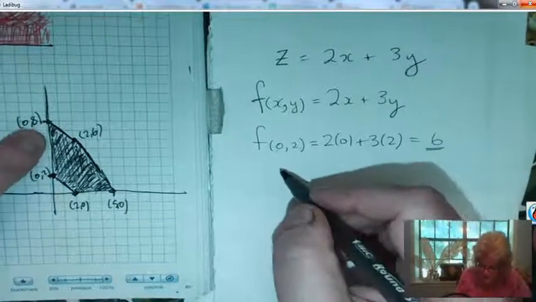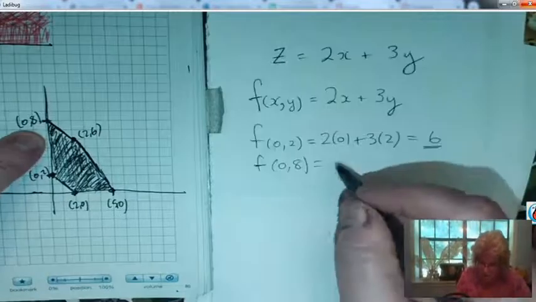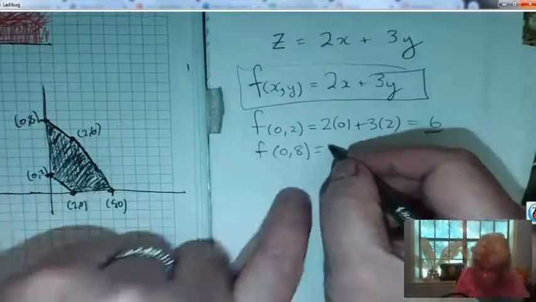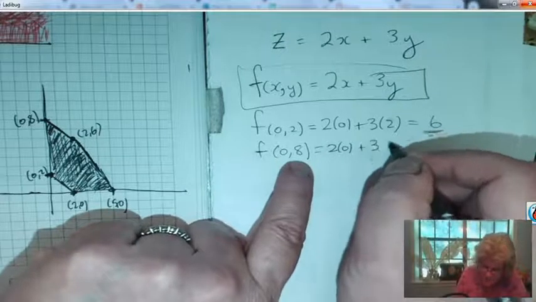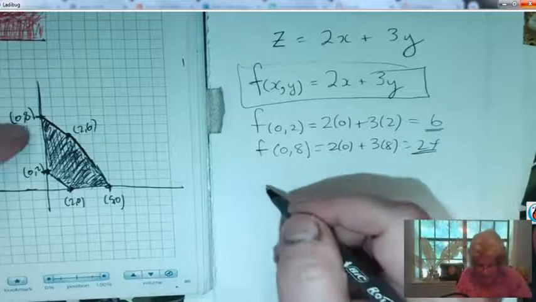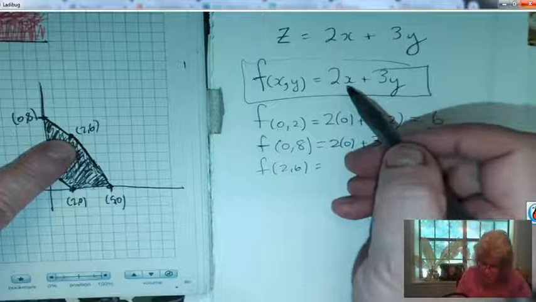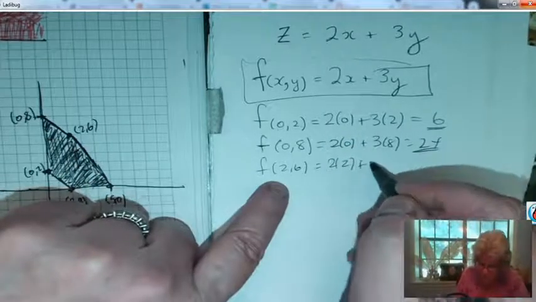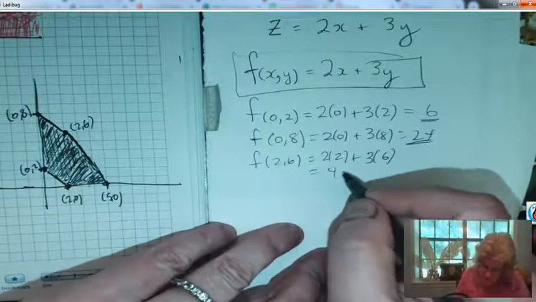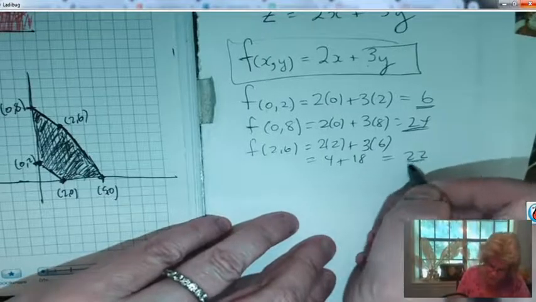And then I go up to the next one. So I'm going clockwise. And so this is my general formula. What will that be? I'll have 2 times the x coordinate plus 3 times the y coordinate. So that's 24. Then continuing, I have 2, 6. So what will that function be? 2 times the x coordinate plus 3 times the y coordinate. So that's 4 plus 3 times 6 is going to be 18, and that'll give me 22.